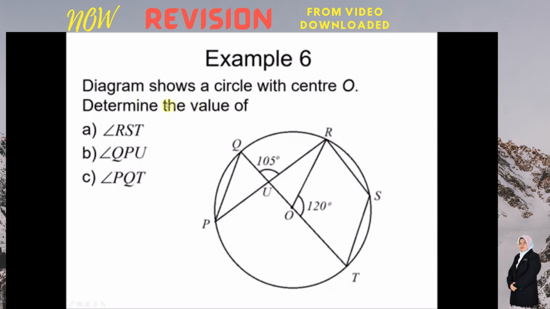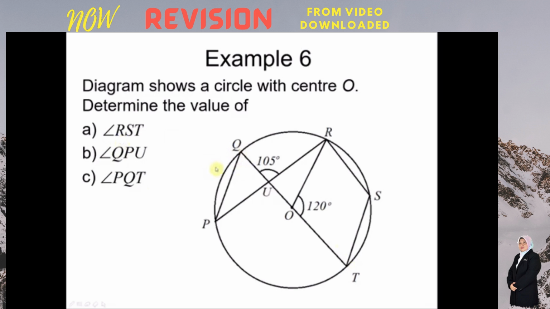We go to example 6. The diagram shows a circle with center O. Again, we have an O as the center. Determine the value of RST. RST, we want to find this angle. QPU, this angle. PQT, this angle. So we try to settle this one by one.